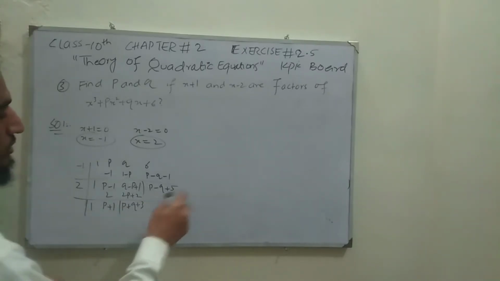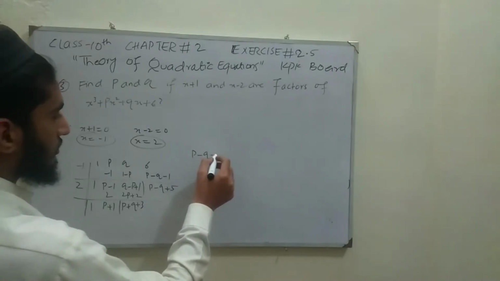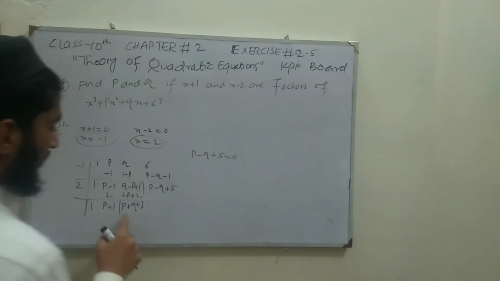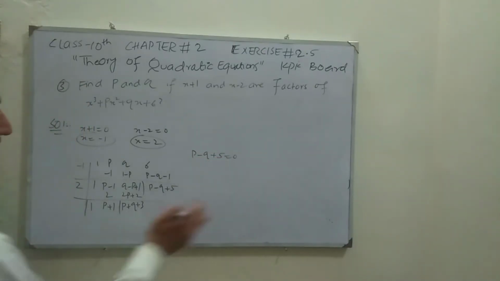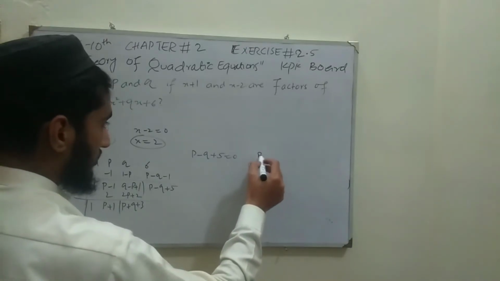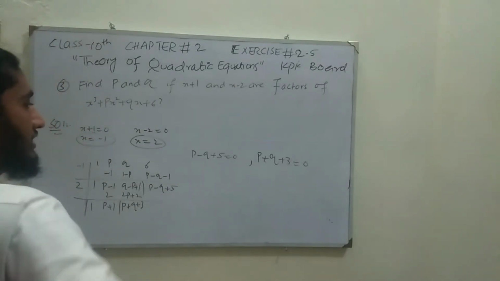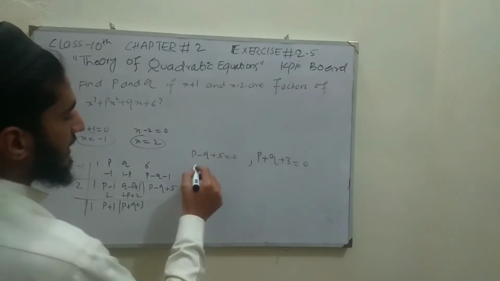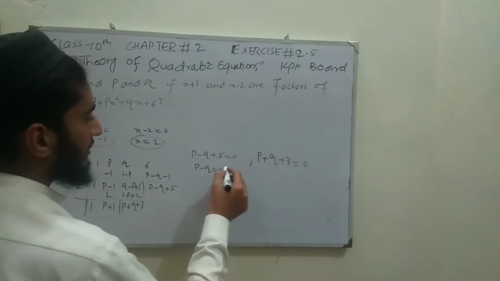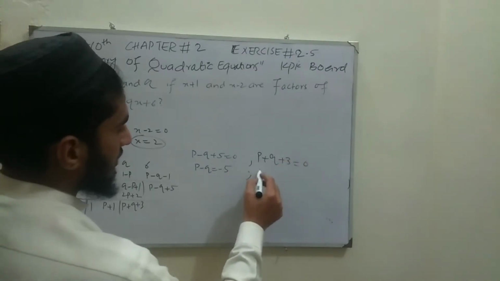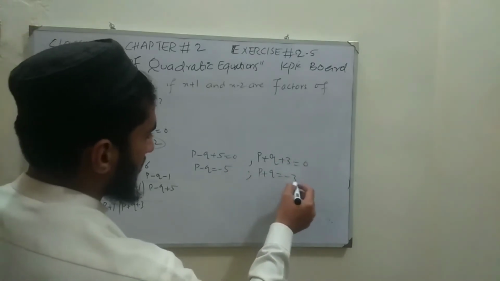Equalize p minus q plus 5, which is the remainder, to 0. And also equalize p plus q plus 3, which is also a remainder, to 0. P plus q plus 3 is equal to 0. For solving the values of p and q simultaneously, shift plus 5 to the right hand side, so p minus q will be equal to minus 5. And shift plus 3 to the right hand side, so p plus q will be equal to negative 3.